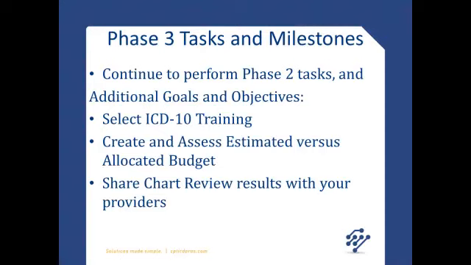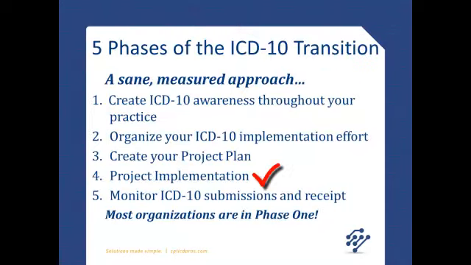Here's what we've learned in this video. As we continue to complete milestones, the toolkit is actually creating our project plan. Additional goals and objectives in this phase include the selection of ICD-10 training events, creating and assessing estimated versus allocated budget, and sharing our chart review results with our provider. Next, we'll talk about Phase 4, implementing the project plan.